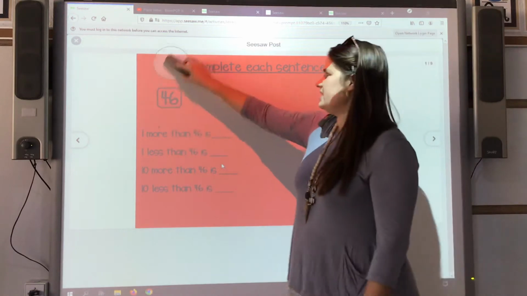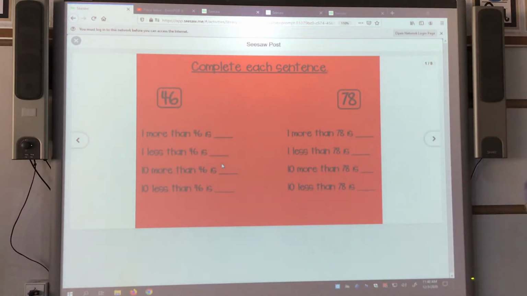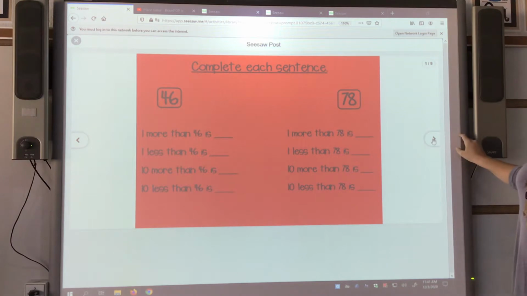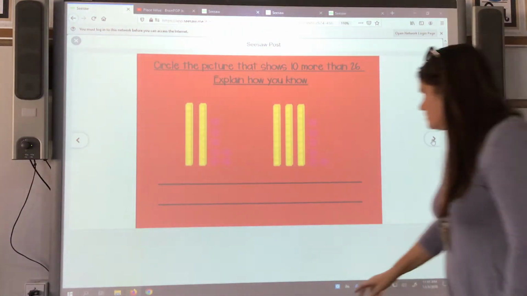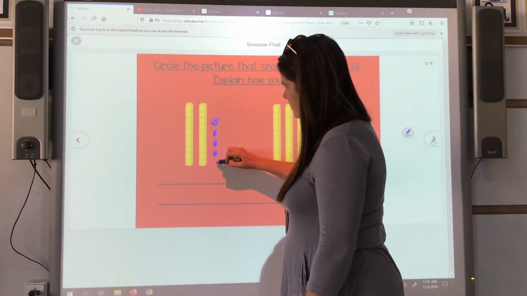Look at that second example at home, 78, and complete that example on a separate sheet of paper while you review. 78. Well, this one's a little hard to see, so I'm going to color those so you guys can see them a little bit better.